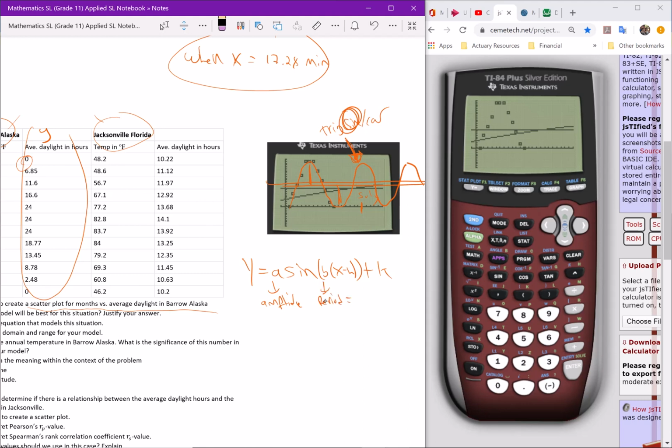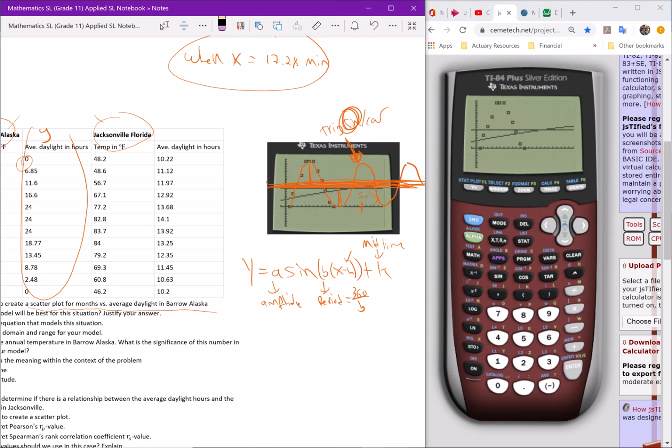It's always, whatever the period is, always 360 over this B value. H is a horizontal shift, so we move this whole thing left or right. We typically don't need to worry about that. And then our K value here is our midline, which is this number here. It's also the average of all these things. It'll always be the average if you added up all the points and divided by however many points you had.